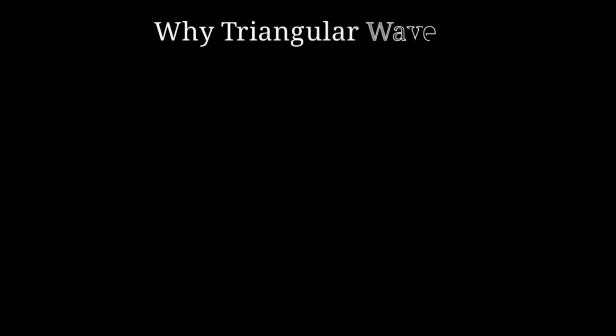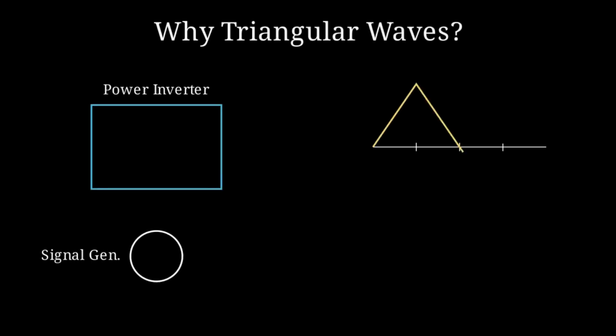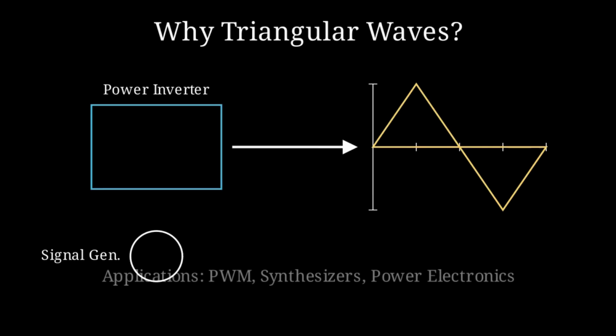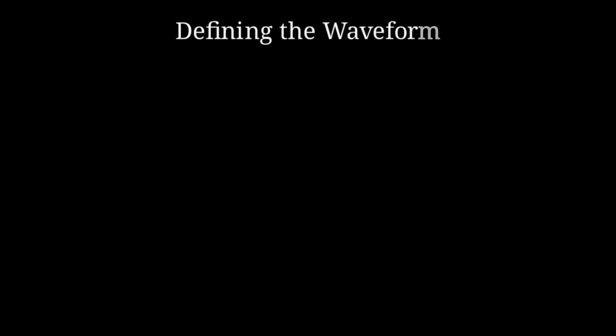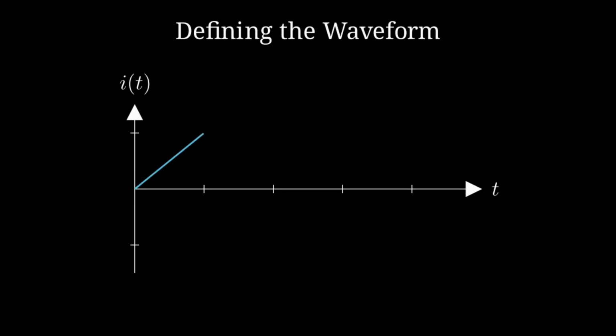Triangular waves are frequently encountered in power electronics and signal processing. Understanding their RMS value is essential for calculating power dissipation and designing efficient circuits that handle non-sinusoidal periodic signals without overheating components. To begin our derivation, we define the mathematical function of our wave.